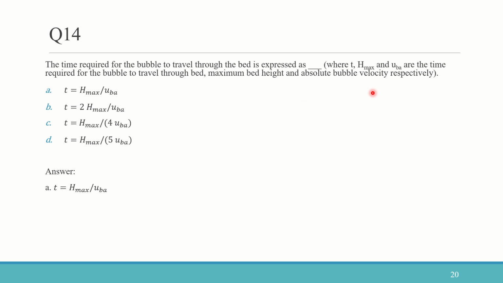So this is a straightforward question actually. What is the time required for the bubble to travel through the bed? For example, we may be asking, A is traveling from point 1 to 2 at this particular velocity. So the distance is this. How much time would A take to reach point 2? A similar question is what is asked. So we are dividing the distance traveled by the velocity, and we are getting the answer. T is equal to H max by UBA. So answer is option A.